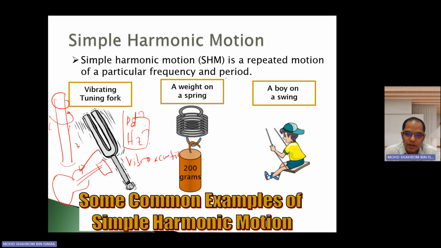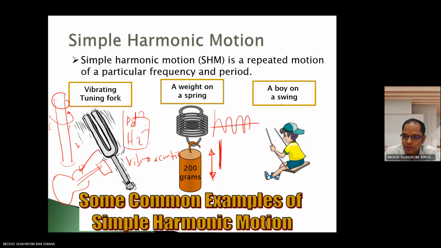Another case is a weight on a spring. This is a very classic case of simple harmonic motion. Basically, this is the spring where you have a mass supported by the spring. The mass has a motion downward and upward. While it keeps moving up and down, of course, you are going to have this kind of motion. This is another classical example of simple harmonic motion.